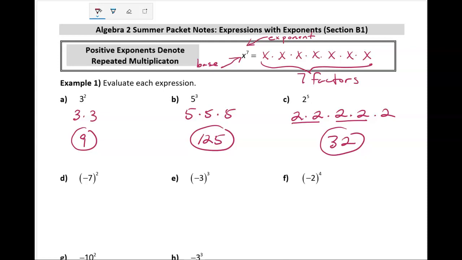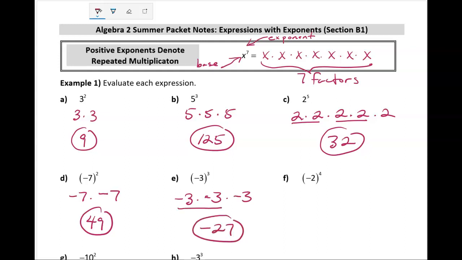Negative 7 squared. Now, for this set here, you have to pay attention to what's immediately to the left of the exponent. The squared applies to the entire parentheses here, so that means that we're multiplying negative 7 times negative 7, and a negative times a negative is a positive. For negative 3 cubed, that's negative 3 times negative 3 times negative 3, which is positive 9 times negative 3, is negative 27. Negative 2 to the 4th is negative 2 times negative 2 times negative 2 times negative 2. That's going to be positive 4 times positive 4, which is 16.